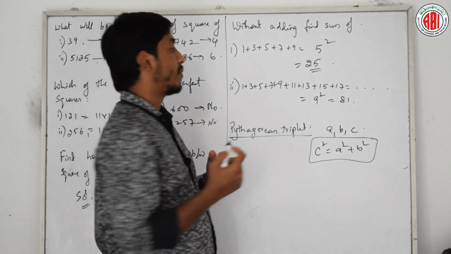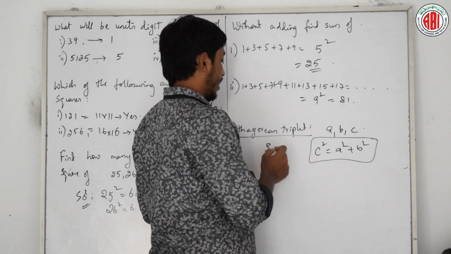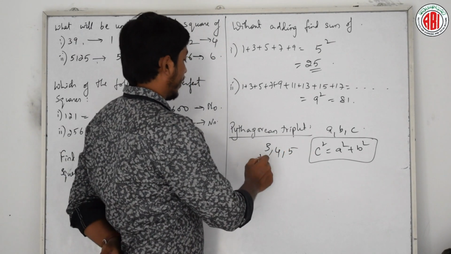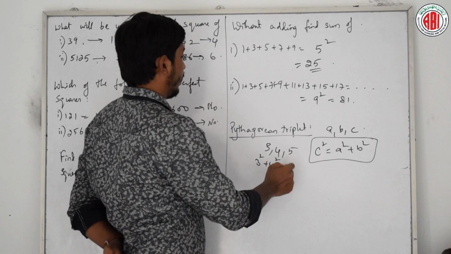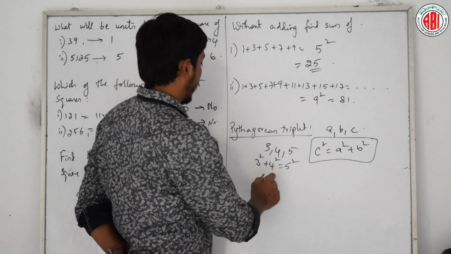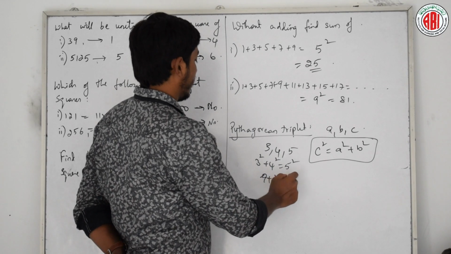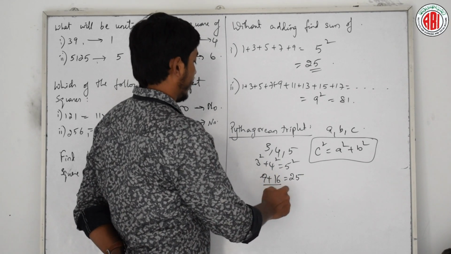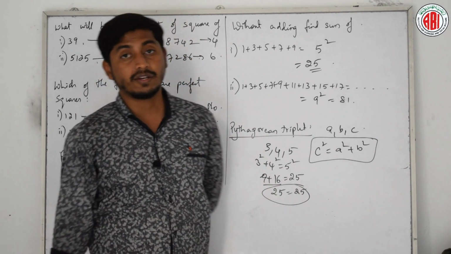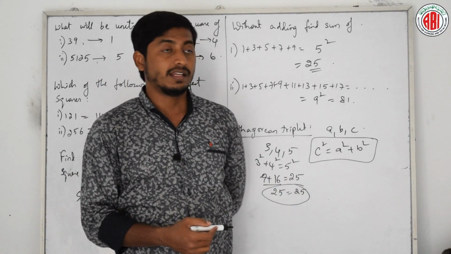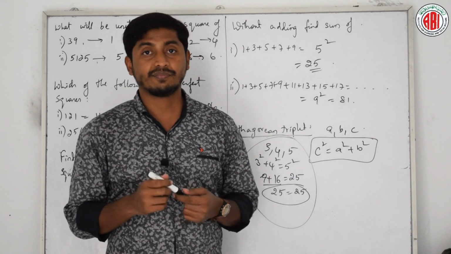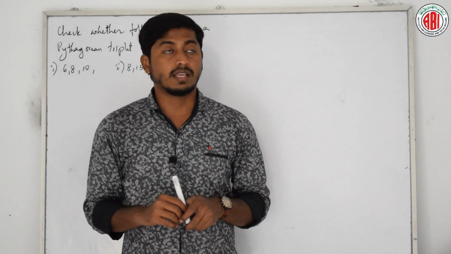Okay. The most popular example for this is 3, 4, 5. How? 3 square plus 4 square is obviously equal to 5 square. Okay. 3 square is 9, 4 square is 16, and 9 plus 16 is 25, equal to 25. Is it clear? Did you understand? Right. Shall we do how to find this? Shall we do one problem? Let's do. Okay. See here.